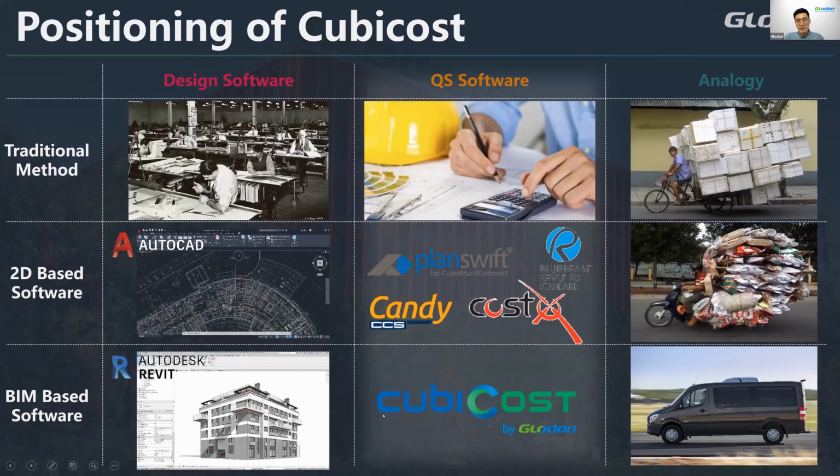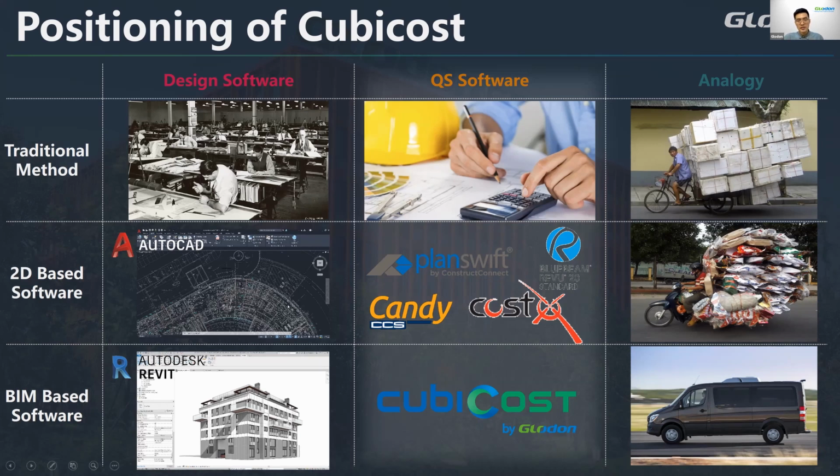So here's the comparison of different ways of doing work. On the left-hand side, we can see categories. The first category is traditional method. Second, 2D-based software. And the last one, BIM-based software. So we put the analogy right here. It's actually quite straightforward. In the past, we did everything manually. It would take lots of time, but the result is not that good.